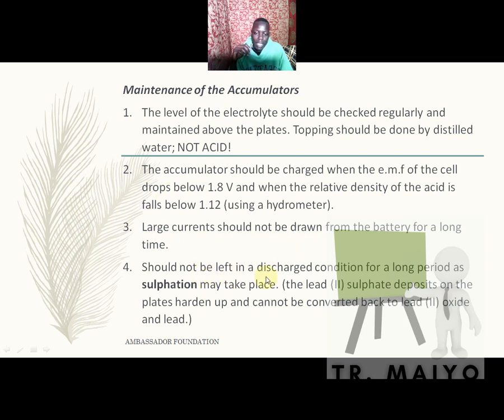It should not be left in a discharged condition for a long period, as sulfation may take place. What is sulfation? The lead metal may react with the acid. And remember, lead sulfate is insoluble.